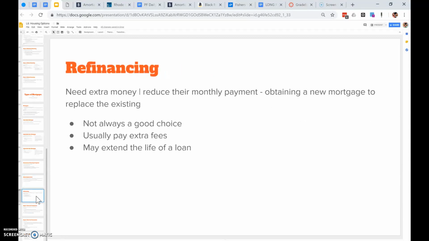Finally, many homeowners need extra money or want to reduce their monthly payments, so you sometimes have the option of refinancing, which is obtaining a new mortgage to replace the existing one. Think about if you took out a mortgage with an 11% interest rate and then you saw interest rates fell to 6%. You could go in, refinance your home, take out a new mortgage at 6%, and you would start over again with your 30-year mortgage. It's not always a good idea. Homeowners usually have to pay extra fees to do this. Refinancing may also extend the life of your loan. So refinancing is an advantage when the interest rates drop, but they need to drop considerably, or it's probably not worth it.